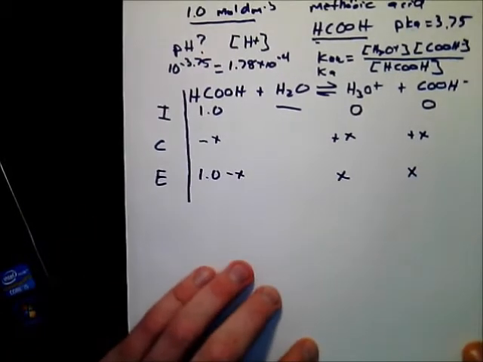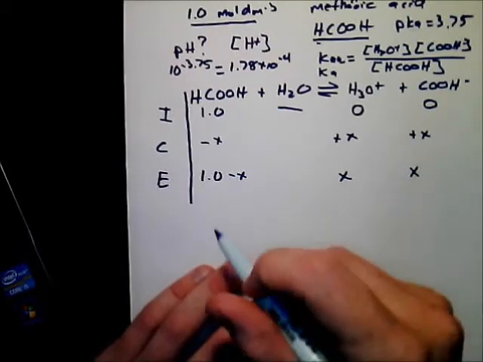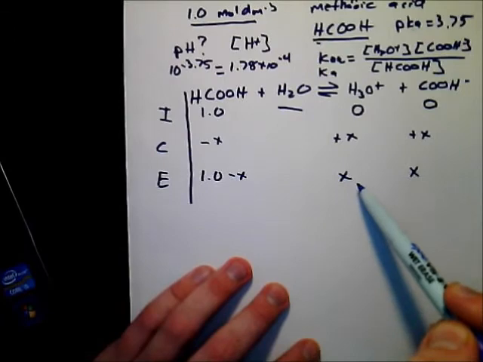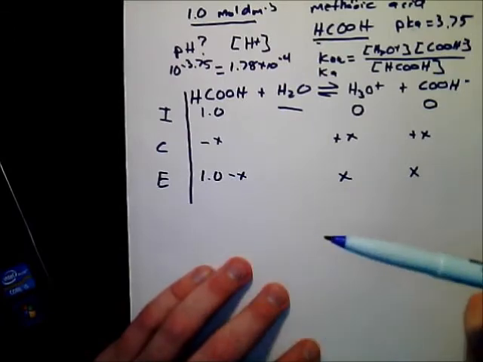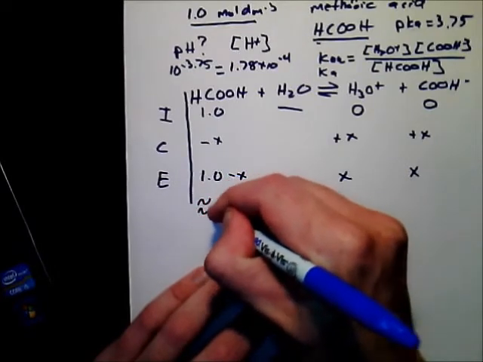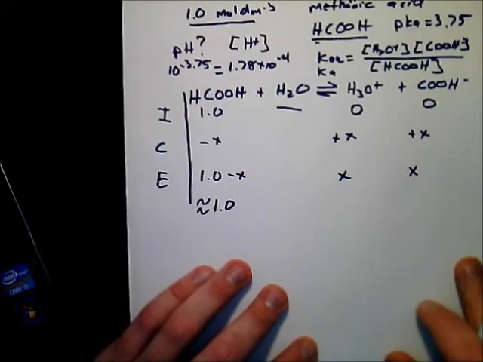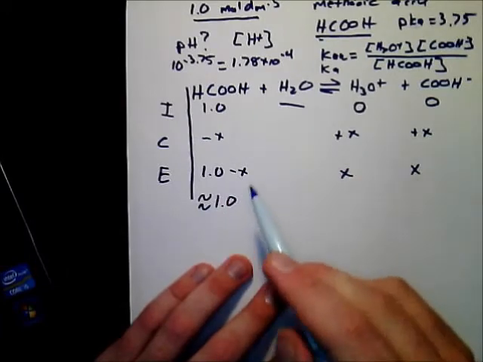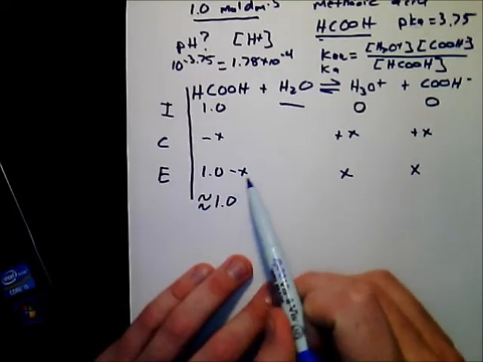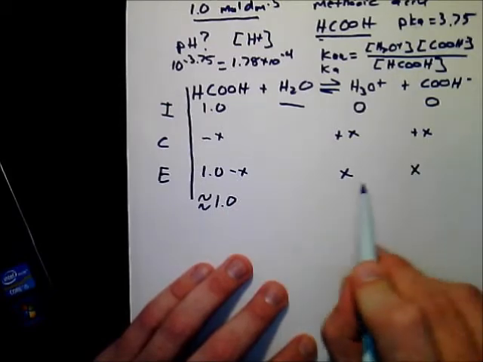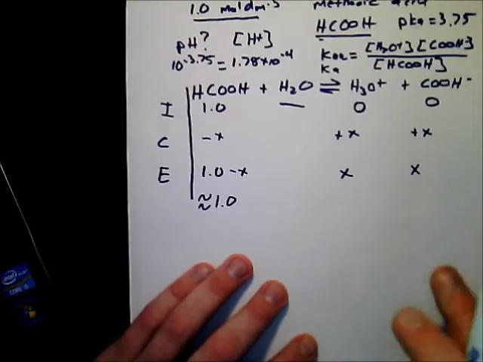Now if you're good at your ice tables, you should be thinking by now about small x simplification, because x is a very small number here, and to subtract it from 1 doesn't really do much. So we're going to do the same technique we've done in many other types of equilibrium problems. We're just going to assume that that final concentration of methanoic acid is approximately equal to 1. We can't get rid of all the x's, because the reason we can get rid of this x is because it's very small compared to 1, so subtracting it from 1 doesn't really do anything. We're not going to ignore it here, though, relative to 0.